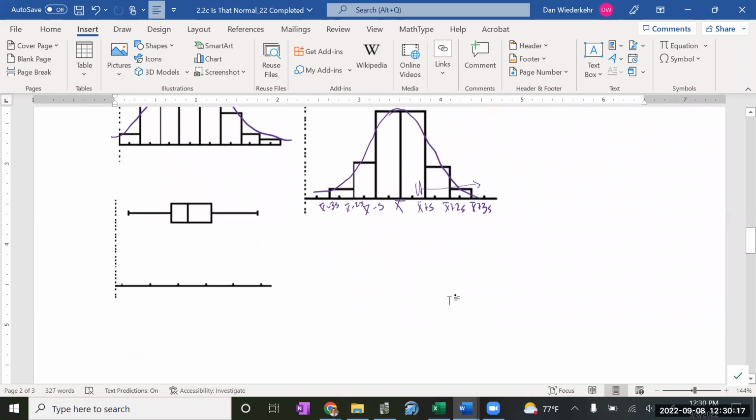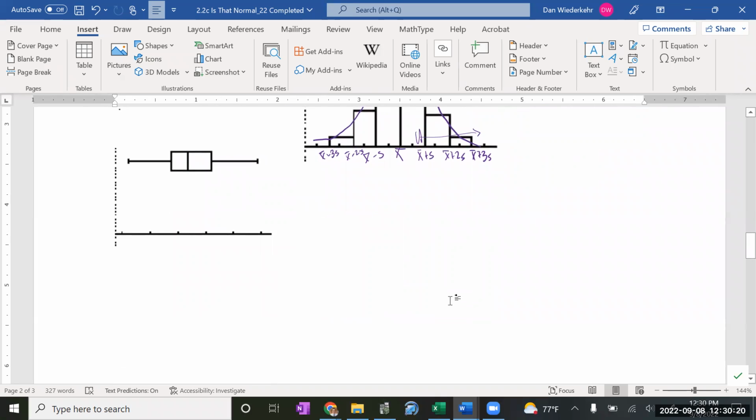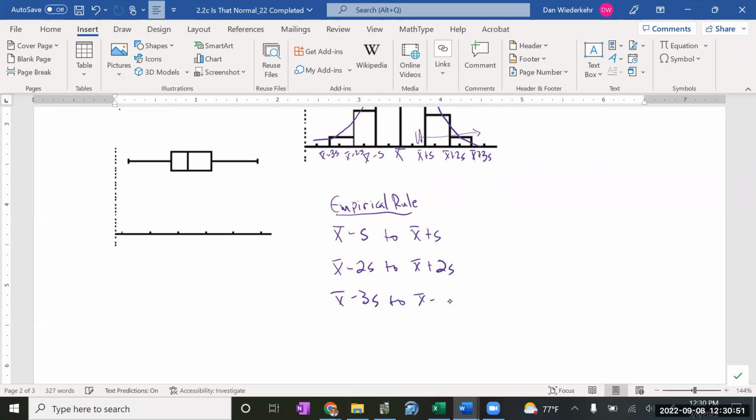All right, what about numerical evidence? Well, let's use the empirical rule. And having set up my histogram already in such a way that it counts by standard deviations, it's really easy for me to figure out where my standard deviations lie. X bar minus S to X bar plus S, X bar minus 2S to X bar plus 2S, and then X bar minus 3S to X bar plus 3S.